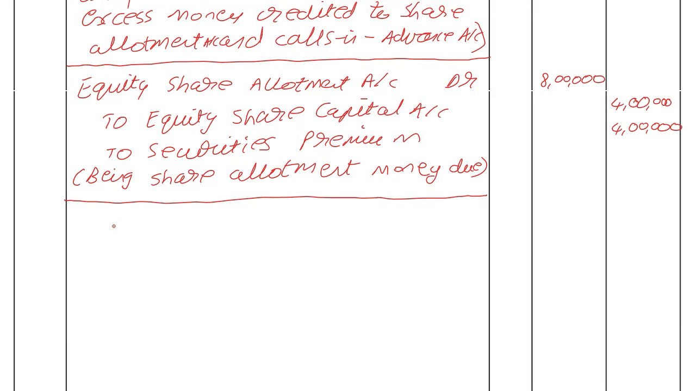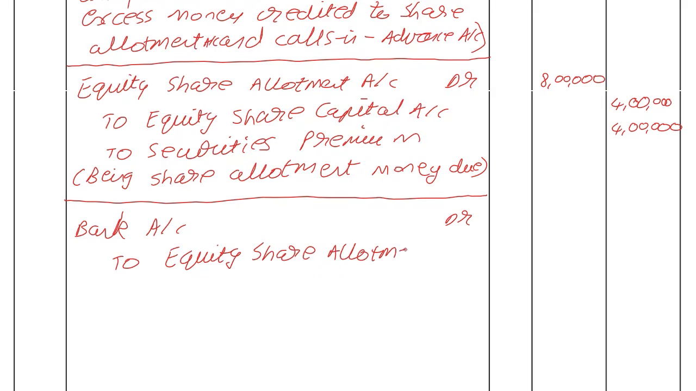Next, we have to receive the share allotment money. We debit bank account, and we will credit equity share allotment. Okay, be careful. Equity share allotment. Okay, and let us see how this is done.